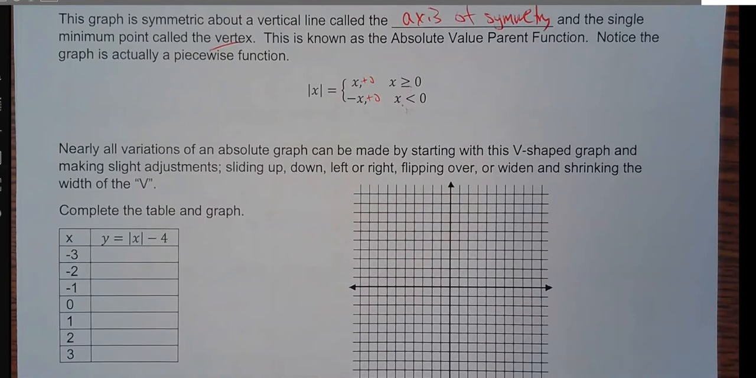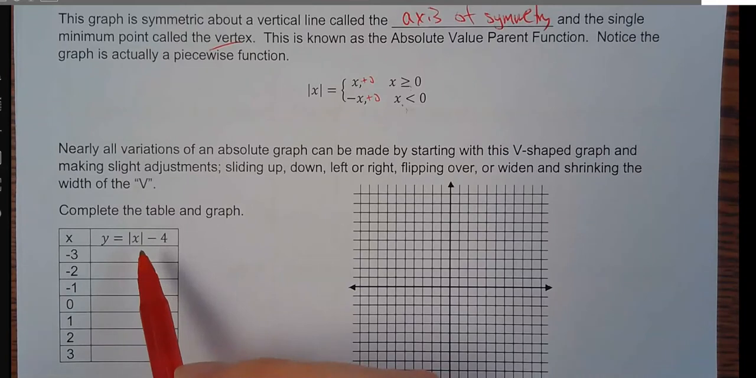At the bottom here, nearly all variations can be made by starting with this V shape and then making some slight adjustments, like sliding it up, down, left or right, flipping it over, widening it, and shrinking it. The basic starting point is a V shape.